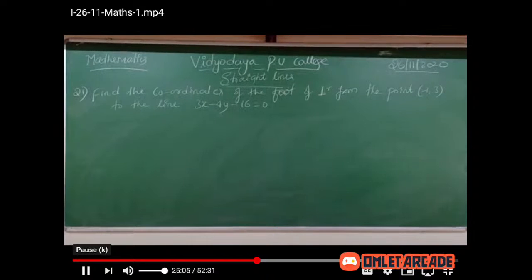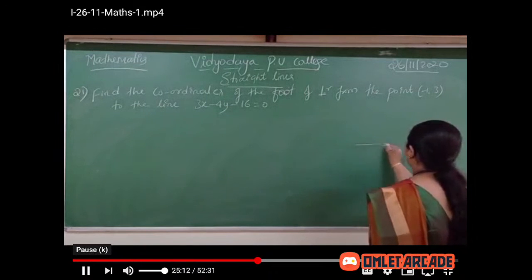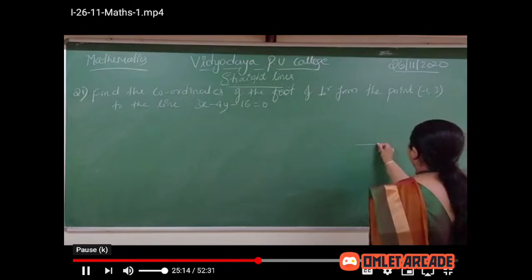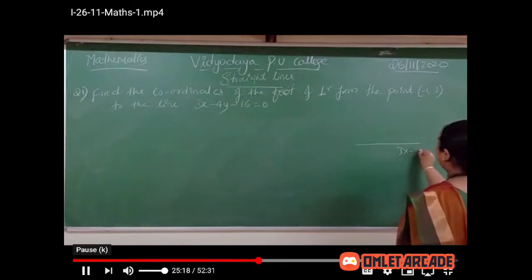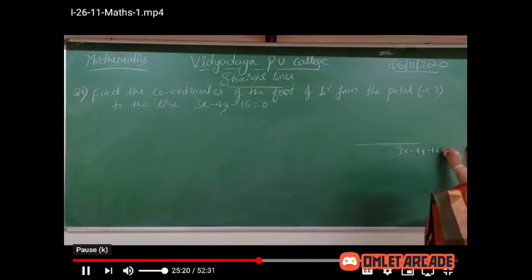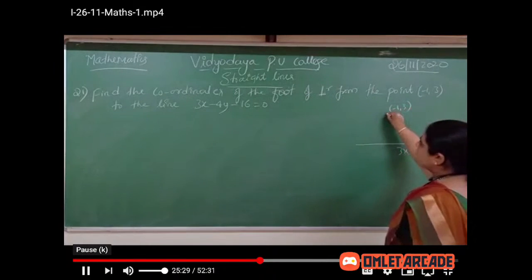Find the coordinates of the foot of perpendicular from the point to the line. Imagine you have some line. Let me take it like this. What is the equation of the line? 3x minus 4y minus 16 is equal to 0. We need to find the coordinates of the foot of perpendicular from the point. We have one point here, (-1, 3).